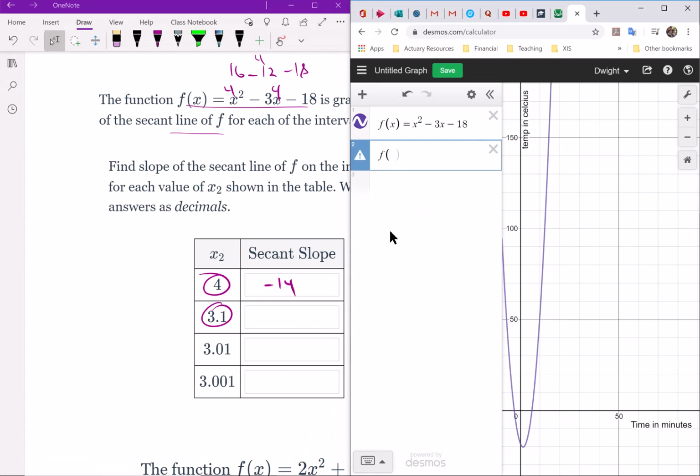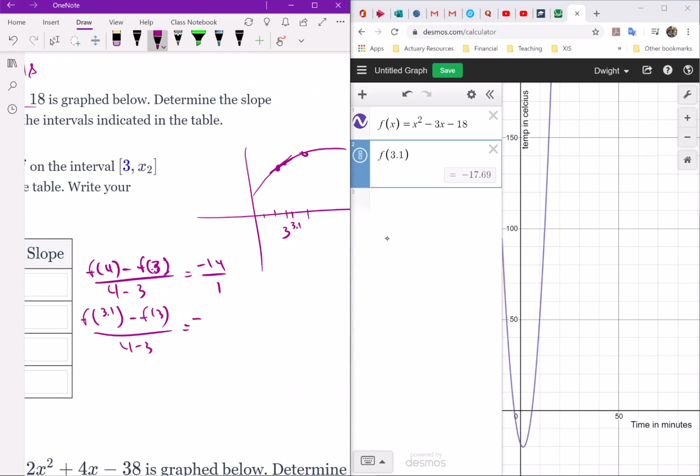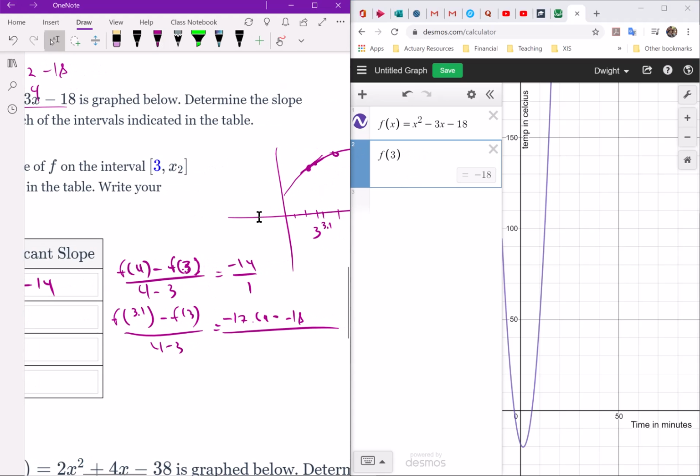So I'm going to do f of 3.1, which is negative 17.69. If I was actually writing this out, negative 17.69 minus f of 3, which we said before is negative 18, over... oh, you know what? I messed up that first one. I'm going to have to go back and do that again. Over 1. And on Desmos, it's honestly just easier to do the whole thing.